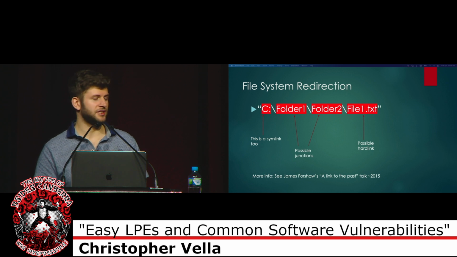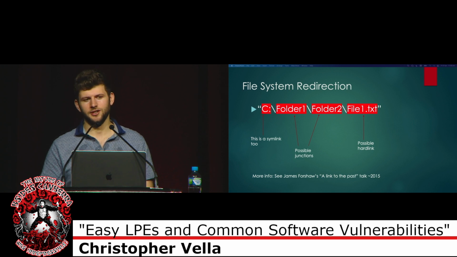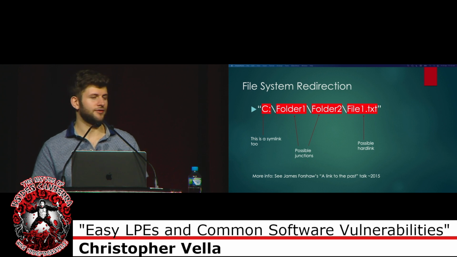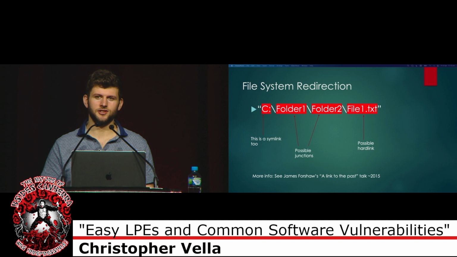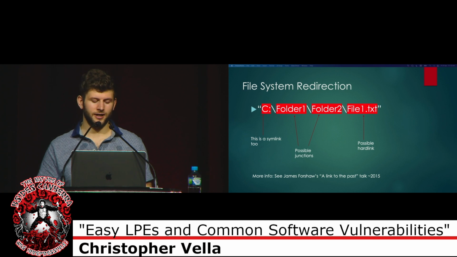So as an example, C drive itself is a symlink. We as a user can change C drive to point to C drive temp, or change C drive to point to a different drive altogether. Every folder path could potentially be a junction that just redirects to another folder, and every file could potentially be a hard link to another file.